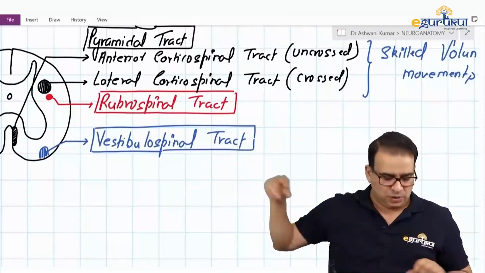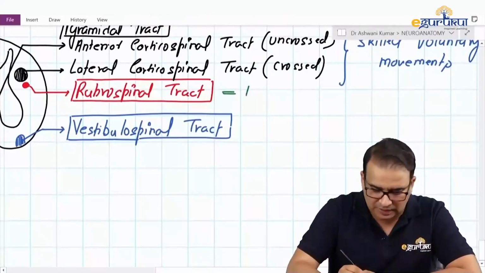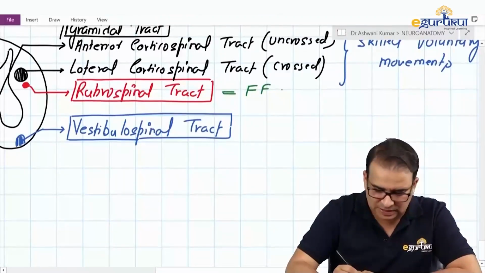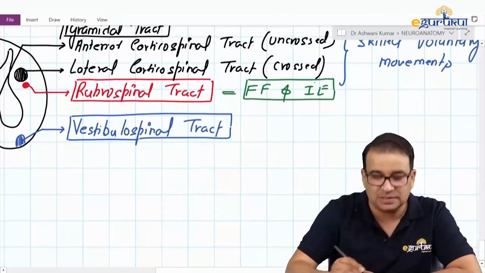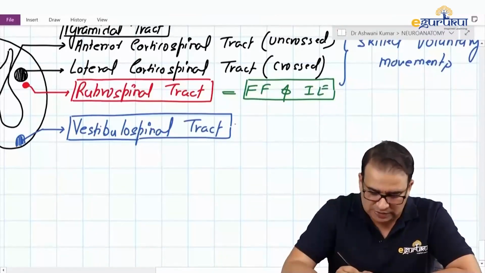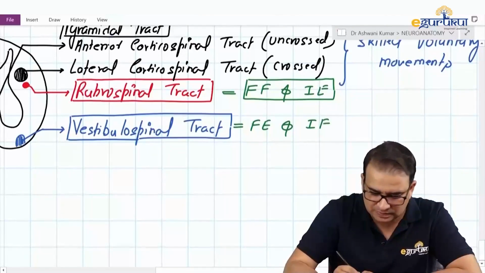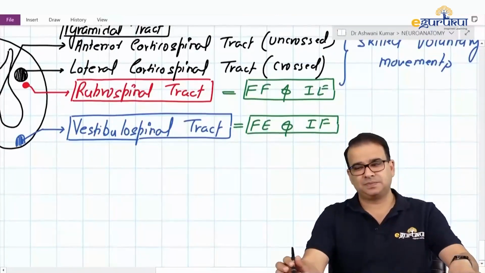Comparison when we do. So we said rubrospinal tract, you remember it like this. Rubrospinal tract, it facilitates what? It facilitates flexors and inhibits extensors. You can write the full thing. It facilitates flexors and inhibits extensors. Whereas vestibulospinal tract, on the other hand, facilitates extensors and inhibits flexors.